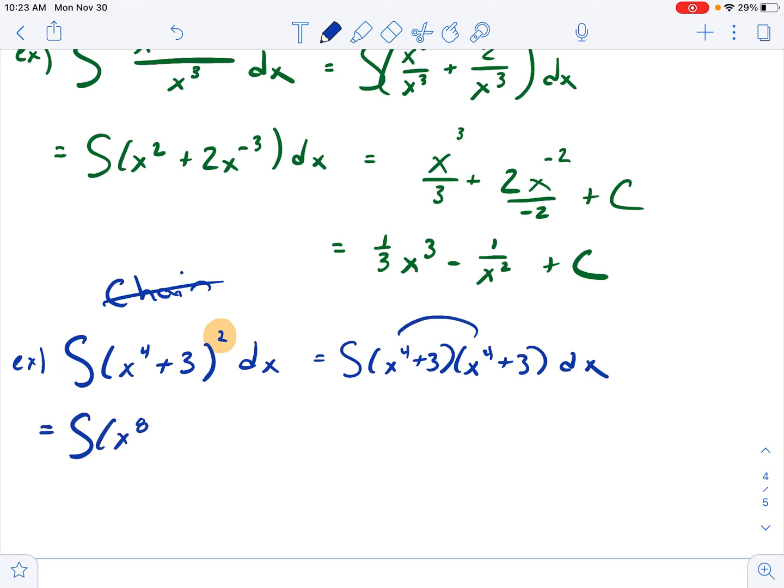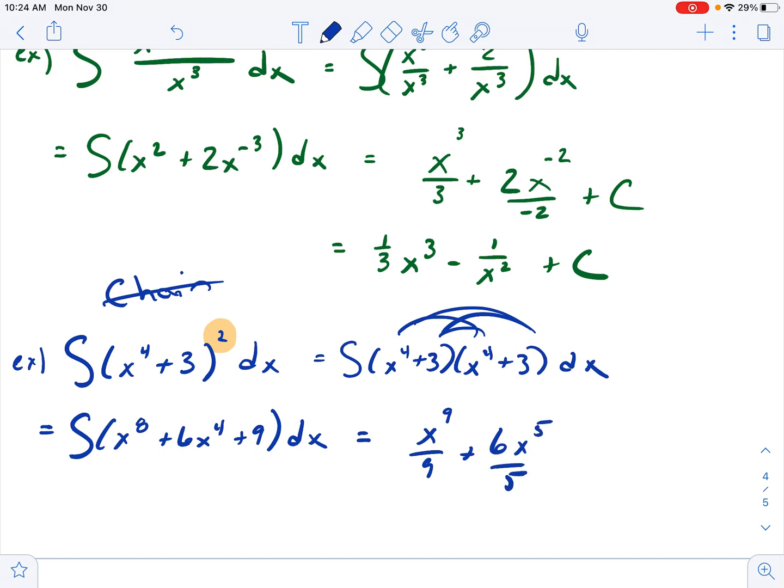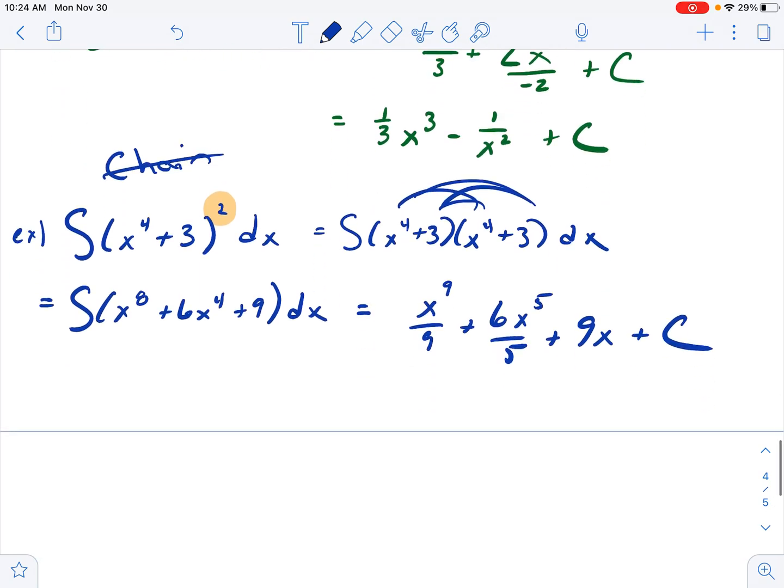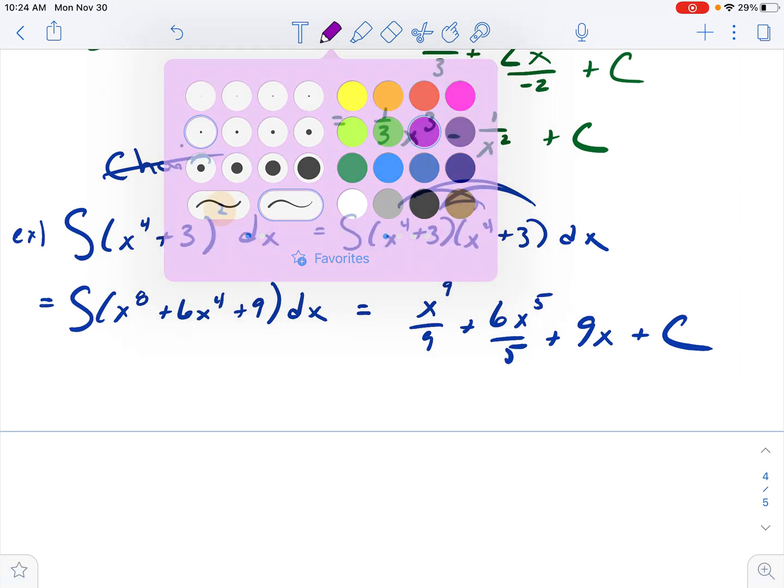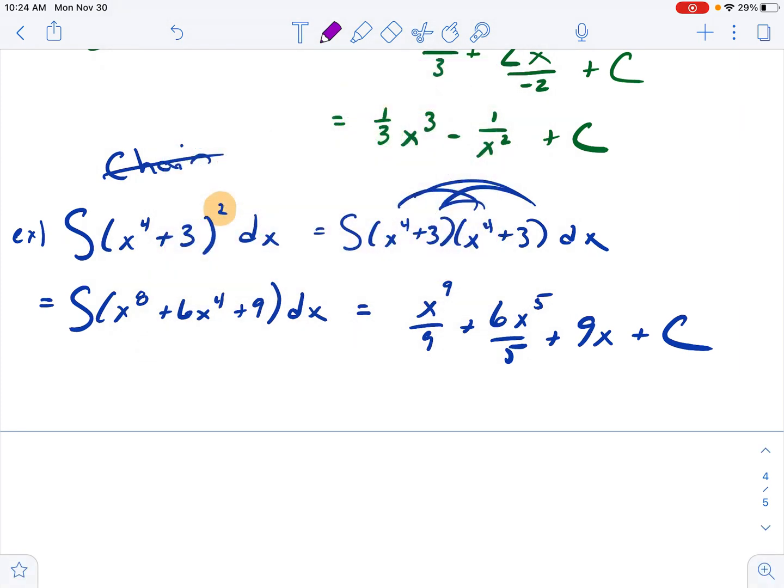And in doing so, we're looking at x to the 8th, 3x to the 4th, and 3x to the 4th is 6x to the 4th, and then a plus 9 at the end. And again, now we can go through term by term and integrate this thing. X to the 8th will become x to the 9th over 9. 6x to the 4th becomes 6x to the 5th over 5. 9 becomes 9x plus c. Okay? So again, little things we can do to get around product, quotient, and chain rules.